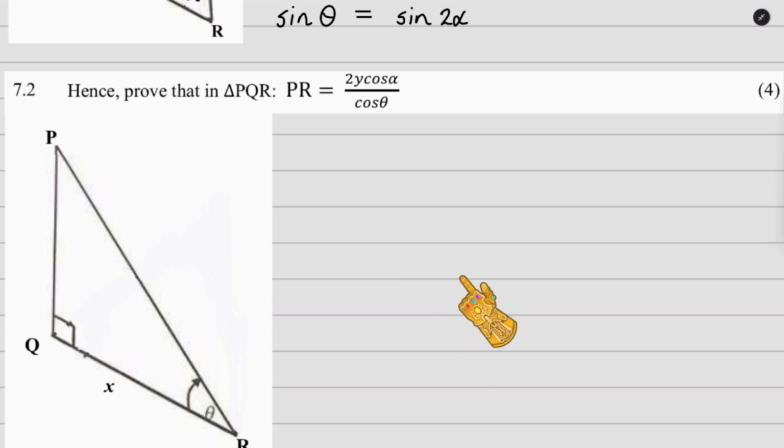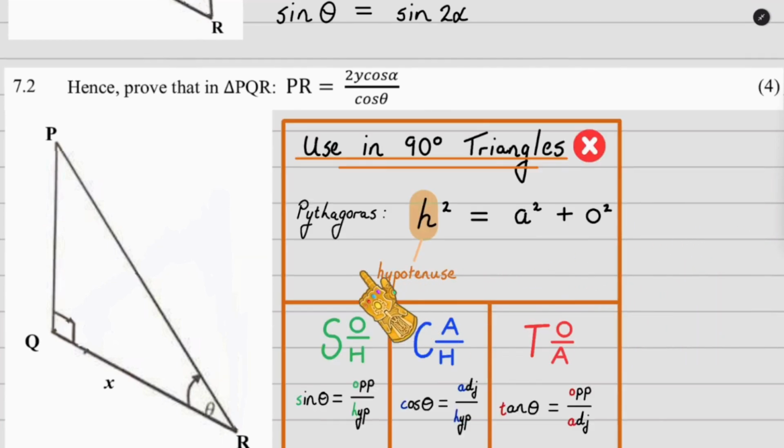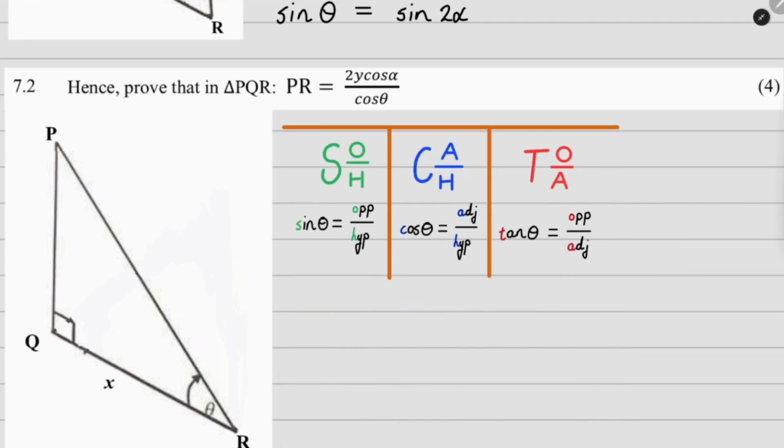In a 90-degree triangle, we've got 2 tools at our disposal. We have the very infamous Pythagoras, as well as the classic SOH CAH TOA. We only use Pythag when we've got 2 sides and we're missing a third, so we're not going to be using Pythag. So we are using the infamous SOH CAH TOA. I want the hypotenuse. I want to get PR, so we've got to do something with the hypotenuse. So it's either going to be sine or cos.